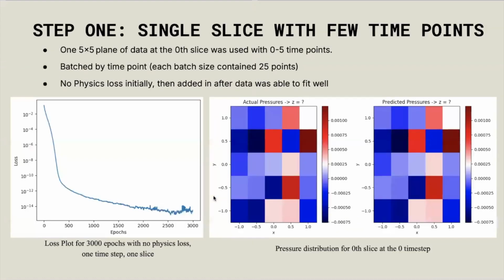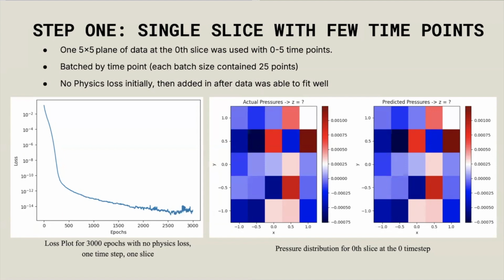So jumping into that first step where we used a single slice with 5 time points. We batched by time point, so for each of those 5 time points, we had a batch of 25 corresponding to the number of microphones. We quickly want to describe this figure on the right here. Similar ones will be coming up throughout the presentation.